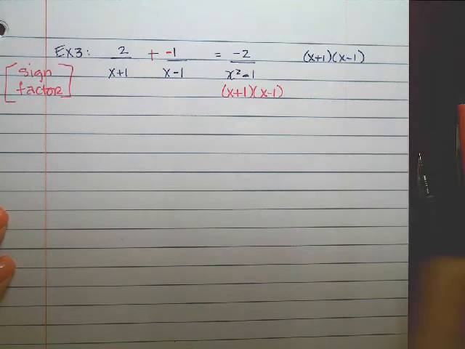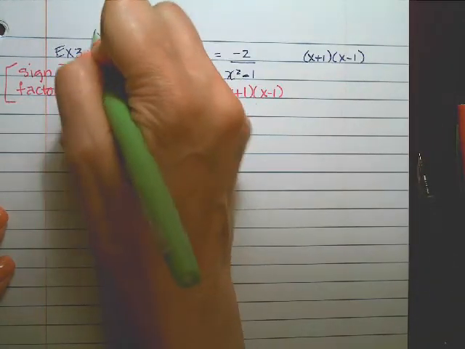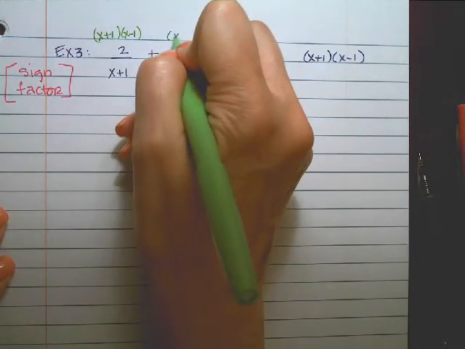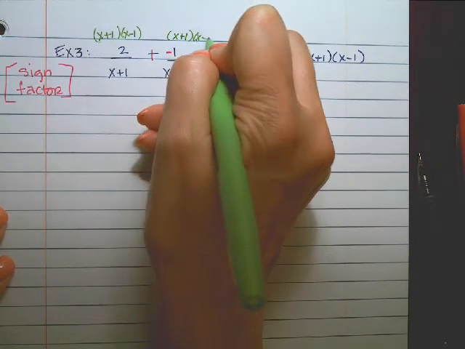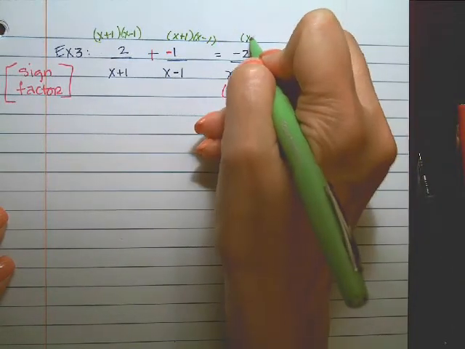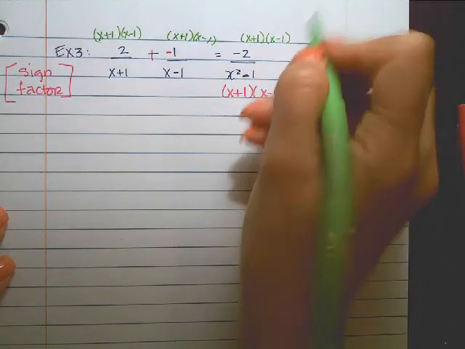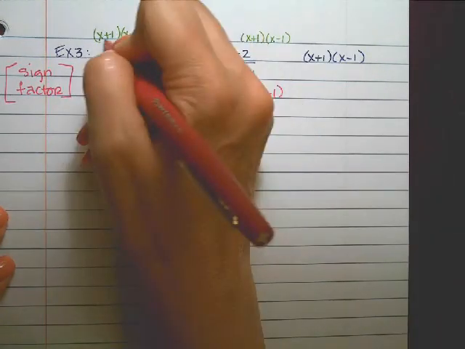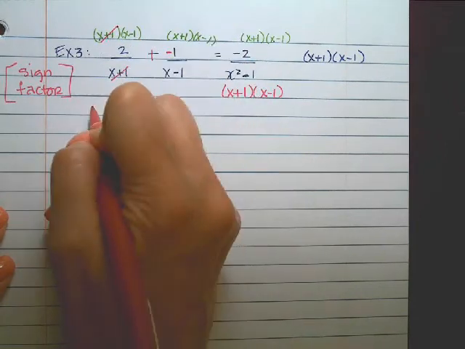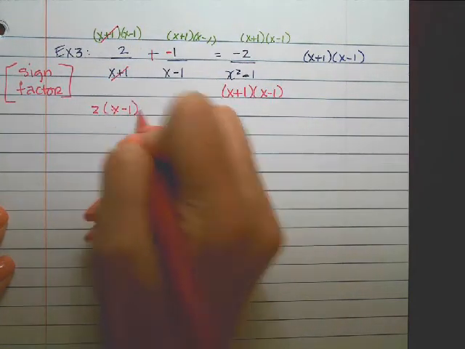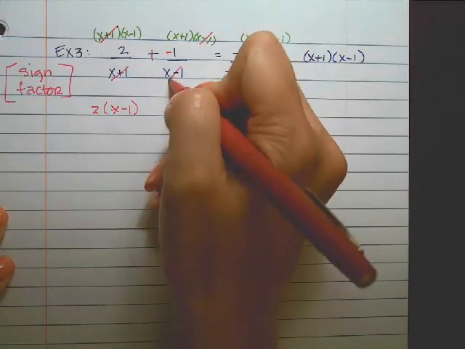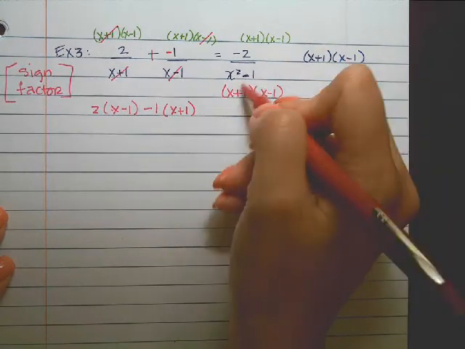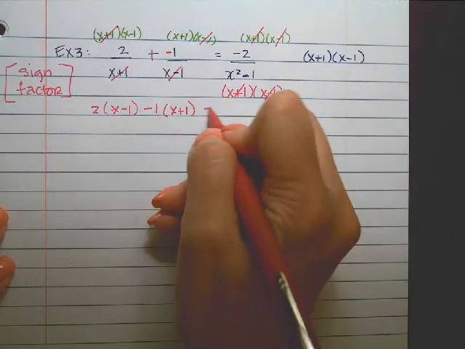I should probably write that in a different color. All right, so we've got x plus 1, x minus 1 here. And again, get them up there, make it neat. Spread it out so you can see it. X plus 1, x minus 1. All right, here, these are going to cancel, and then you're going to have 2 times x minus 1. This one is going to cancel, so you're going to have negative 1 times x plus 1, and then these cancel completely, leaving negative 2.